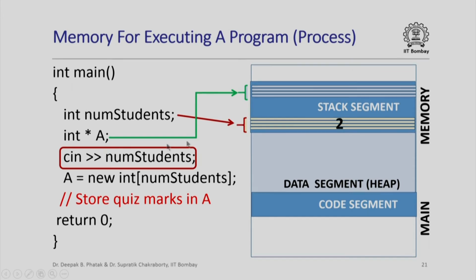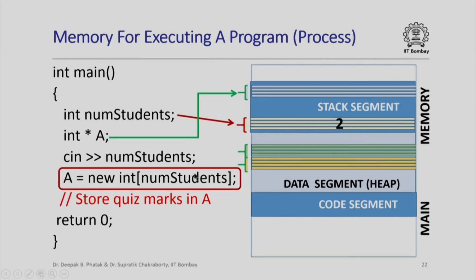After that I read in the number of students, let us say that value is 2, so that comes here, the space reserved for num_students, and then I execute the statement where I am saying please give me an array of size 2 where each element in the array is an integer. Now, the space for this could not have been stored in the stack segment because I did not know the value of num_students when the activation record for main was created.